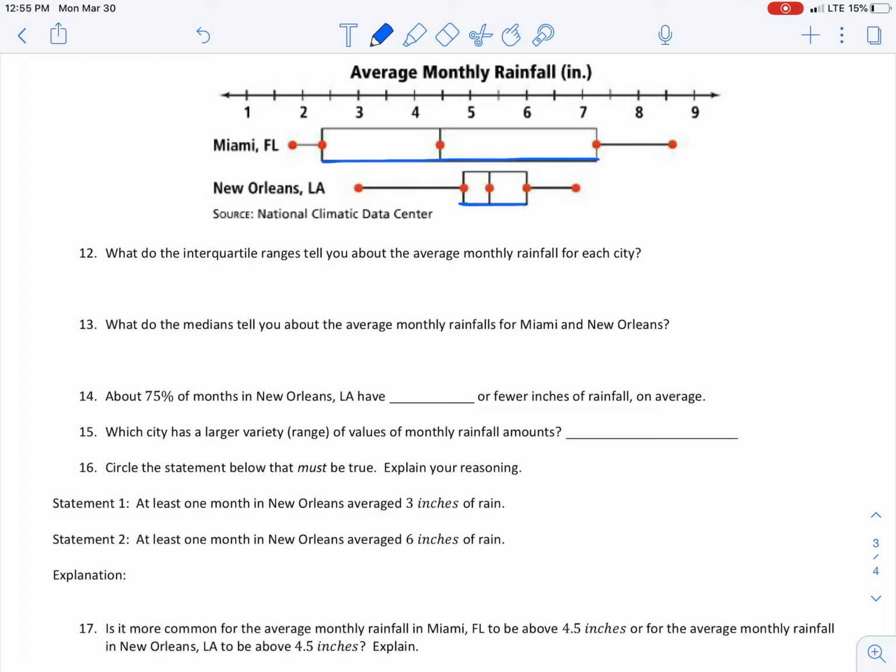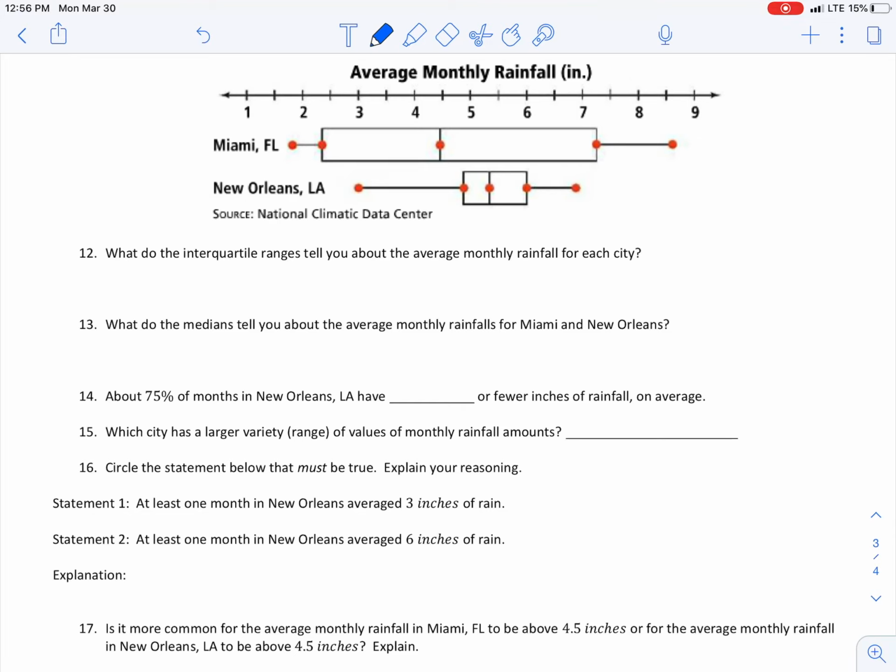What do the medians tell you about the average monthly rainfall for Miami and New Orleans? Median is that middle vertical line. What that's telling us is that New Orleans, on average, gets more rain than Miami does, or has a higher median, I guess we should say, than Miami does. Let's go ahead and erase this.